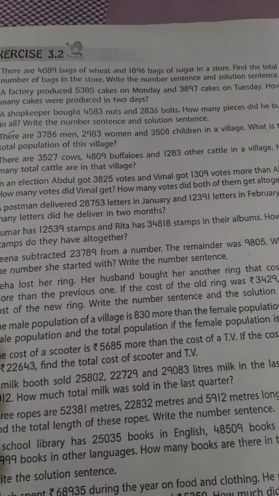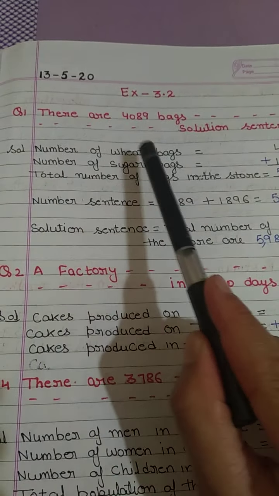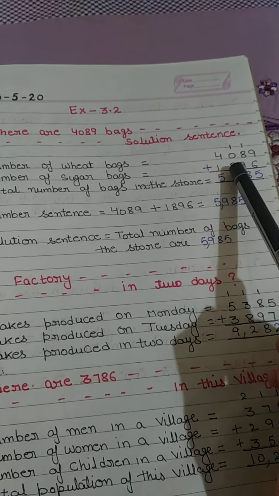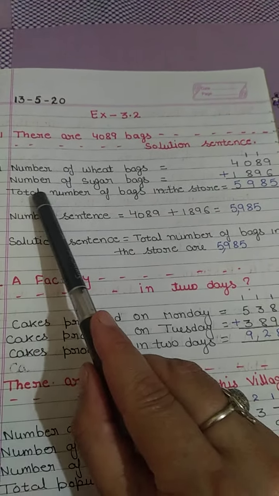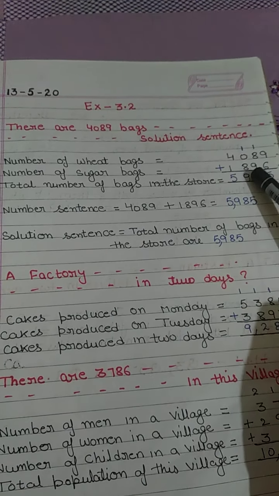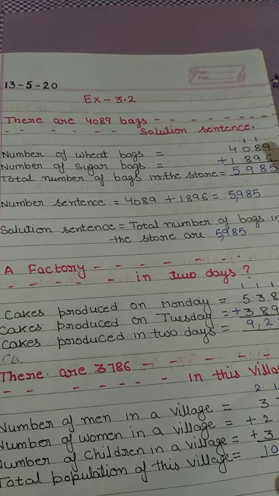Okay, let us solve. First, we write the number of wheat bags. How many wheat bags are there? There are 4,089 wheat bags. Now, the number of sugar bags. The number of sugar bags is 1,896. When we add these two numbers, we get the total number of bags.